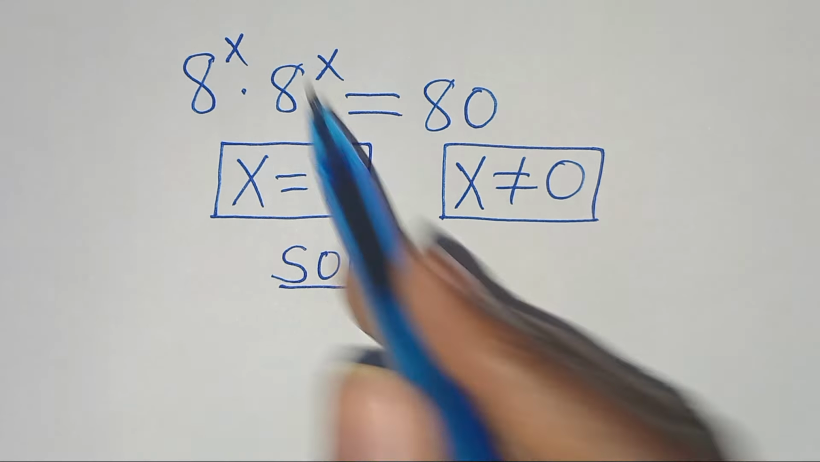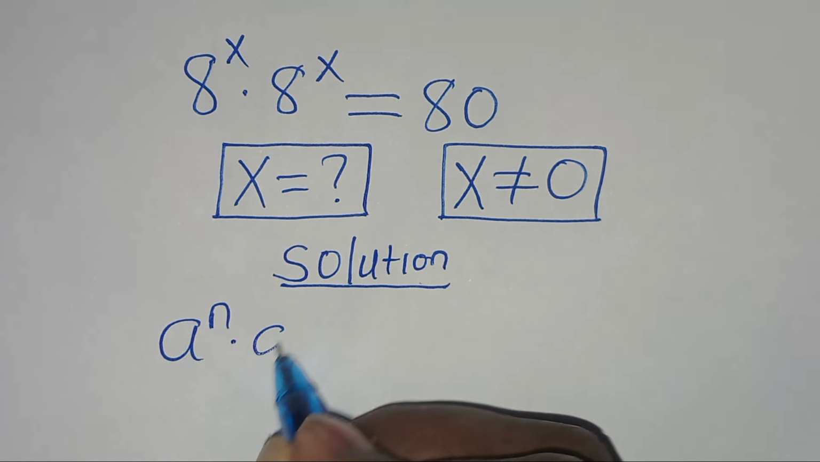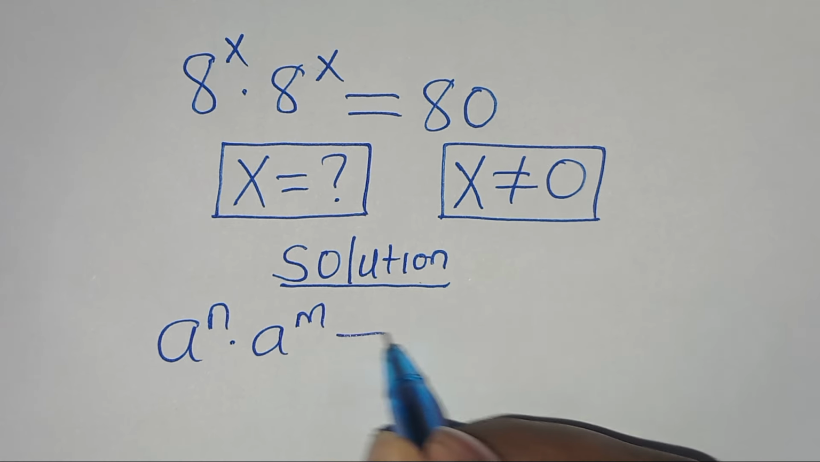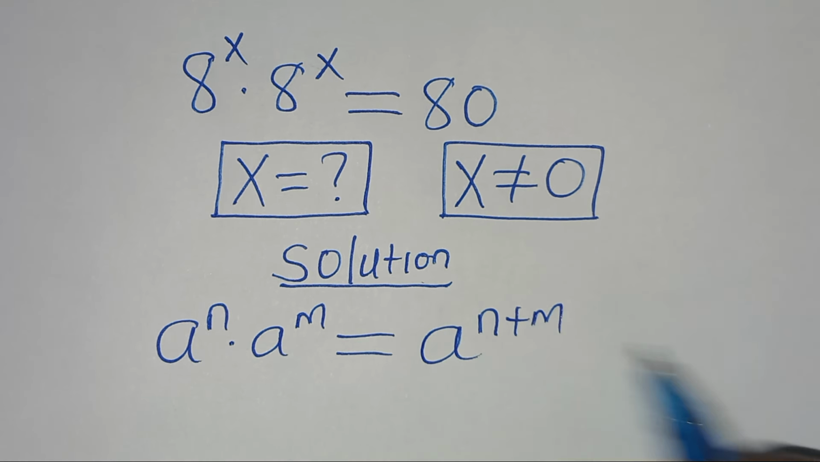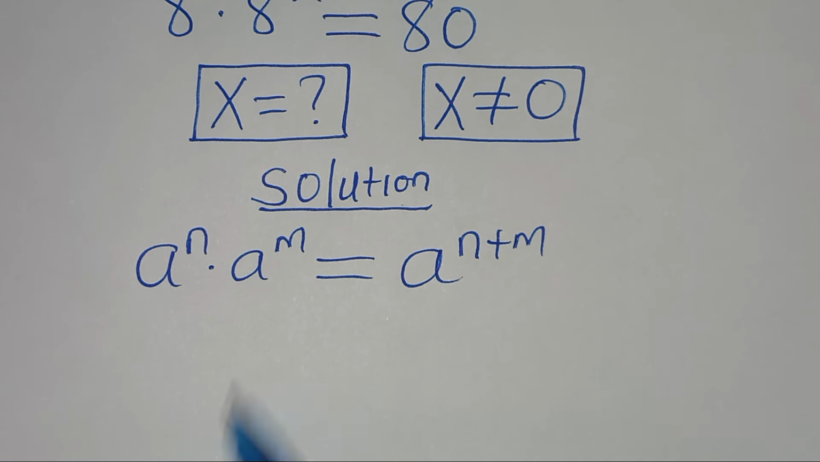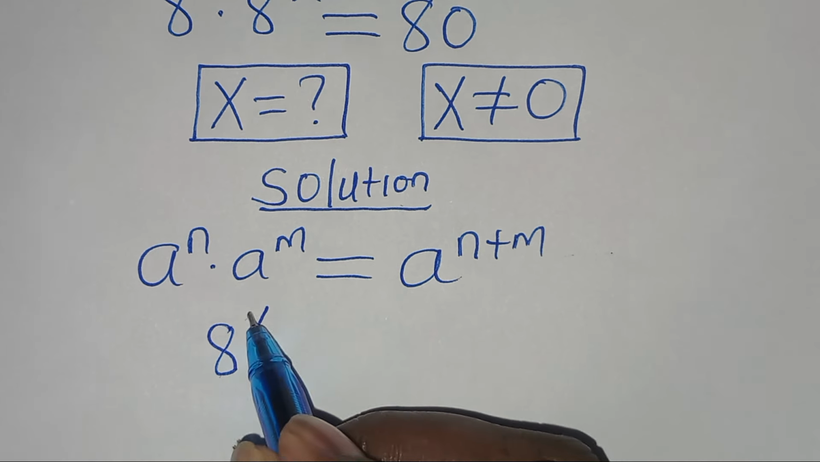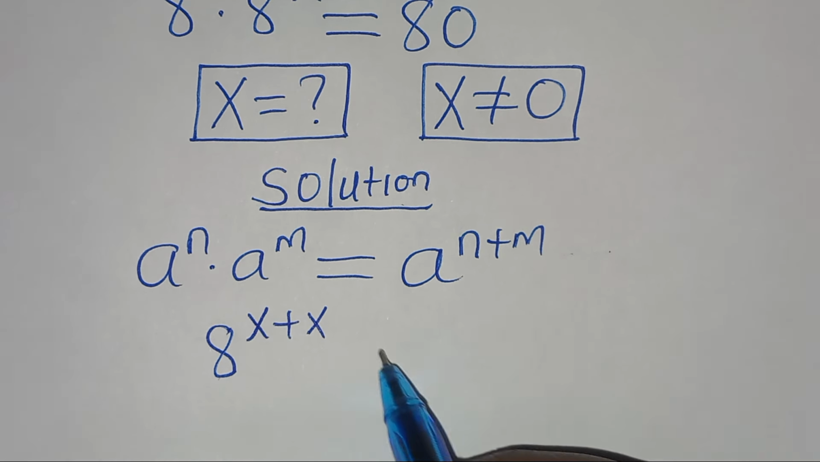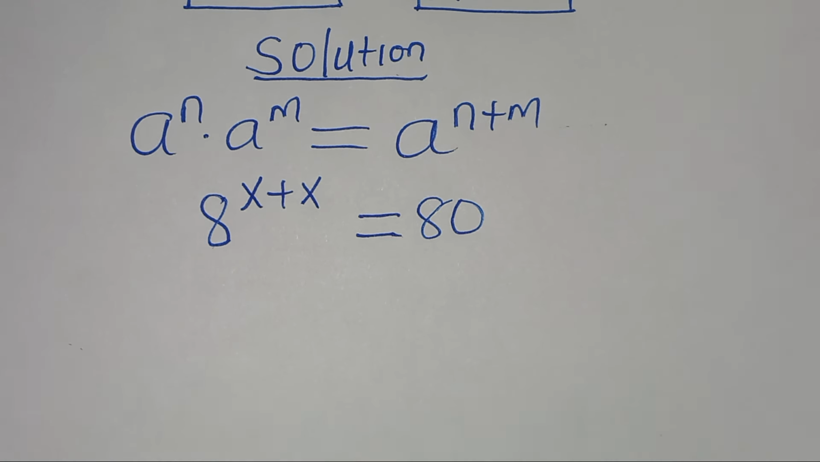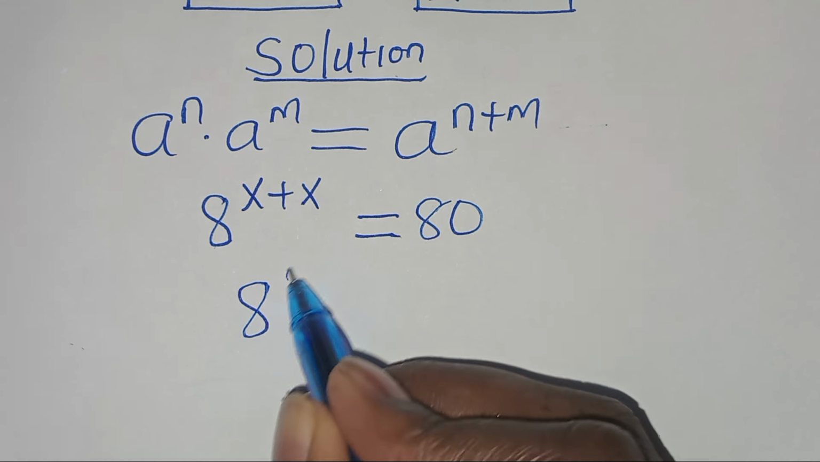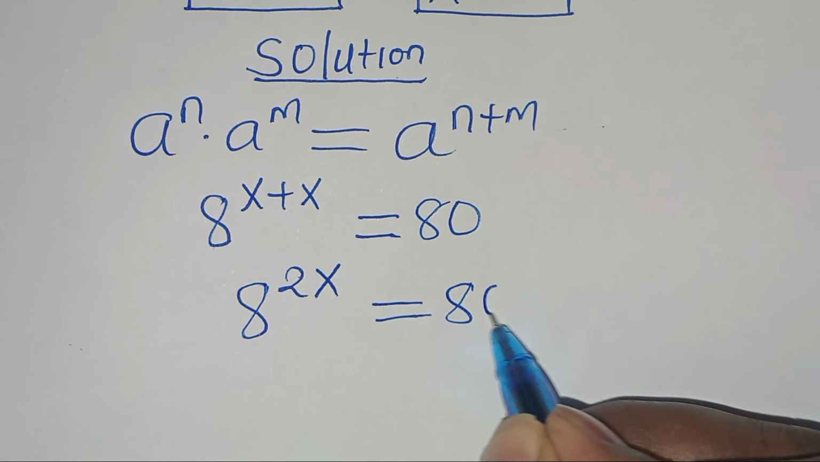This exponential equation is in the form of 8 to the power of n times 8 to the power of m, which we can express as 8 to the power of n plus m. Applying this property, then we have 8 to the power of x plus x. This is equal to 80. Now here we have 8 to the power of 2x. This is equal to 80.